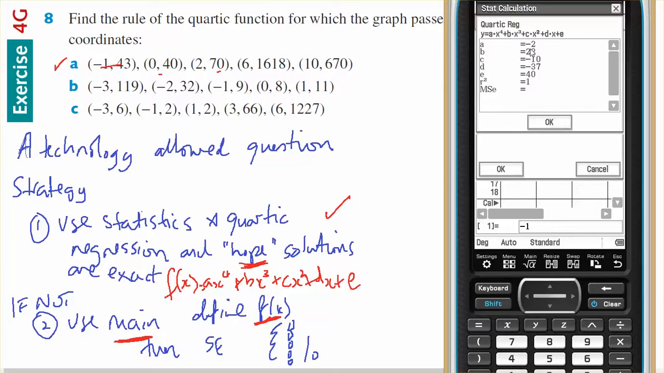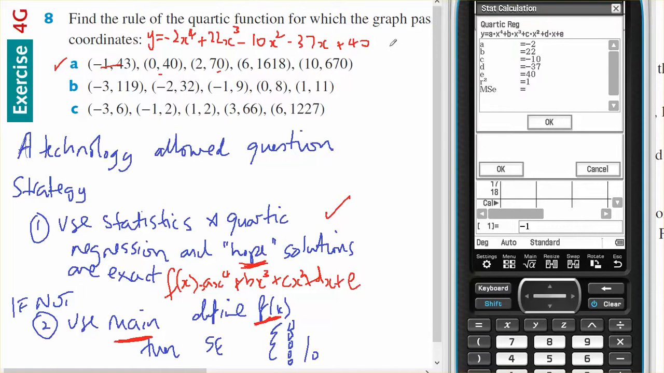And I got nice whole numbers. So for part A, the answer is -2, 22, -10, -37. So just let me pause for a little. And this is going to be my equation for 8a. The -2 comes from here, and it's the coefficient of the x to the power of 4. You have a general rule up the top that tells you where each of them go. And again, I'm always looking for r squared equaling 1, because that means it's a perfect fit.